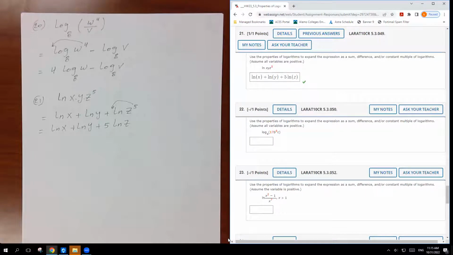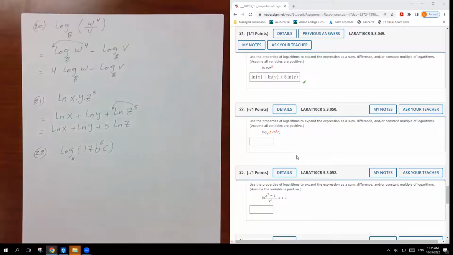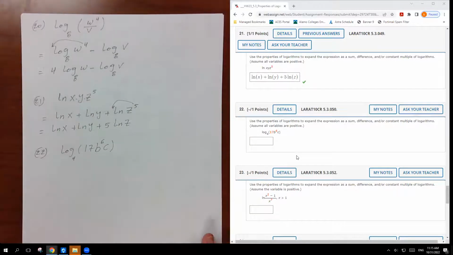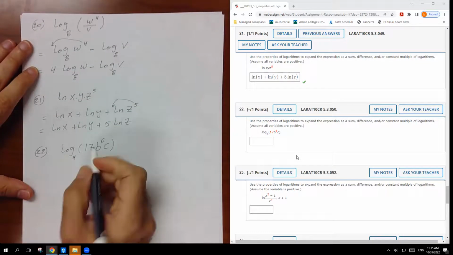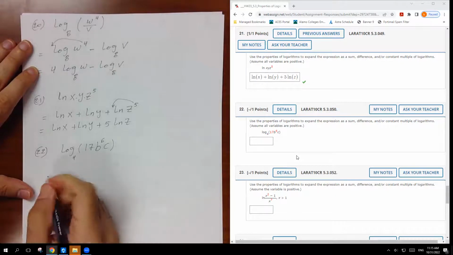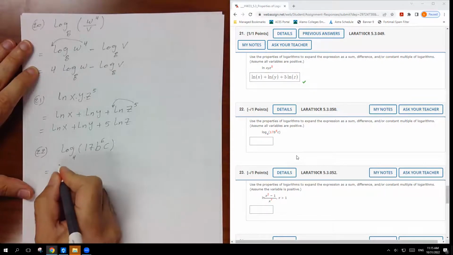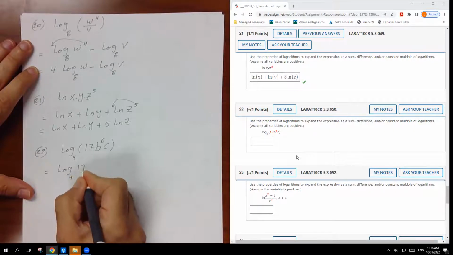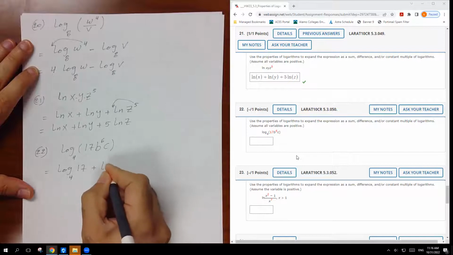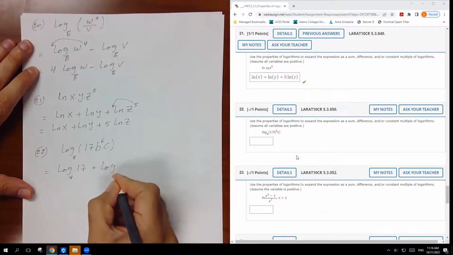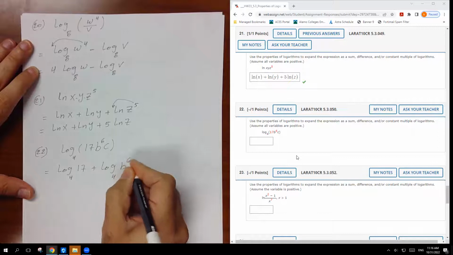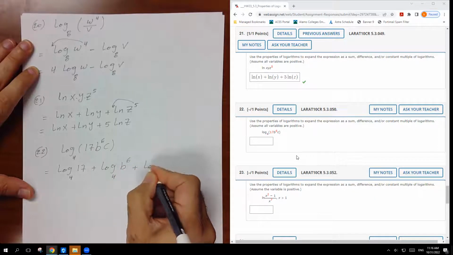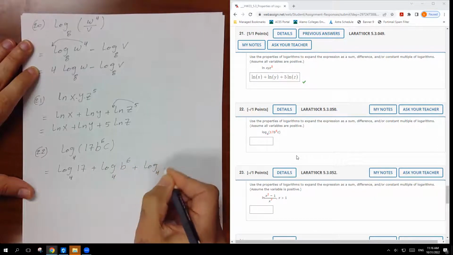Example 22, the same thing. So example 22, we're going to do the same thing. So here's the variables. I'm going to use the product property. So this one is going to be equal log to the base 4 of 17 plus log to the base 4 of b to the power 6 plus log to the base 4 of c.